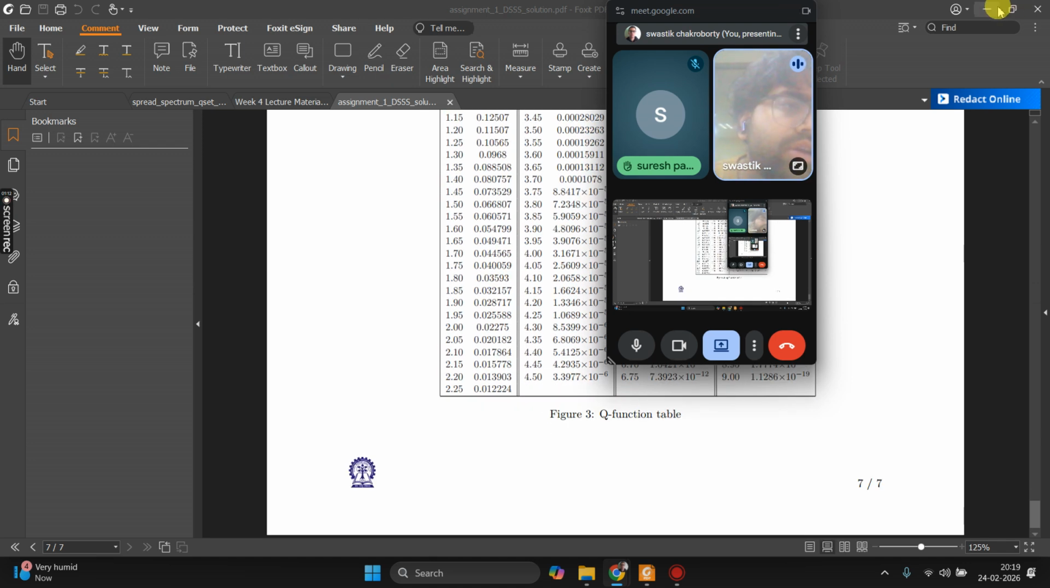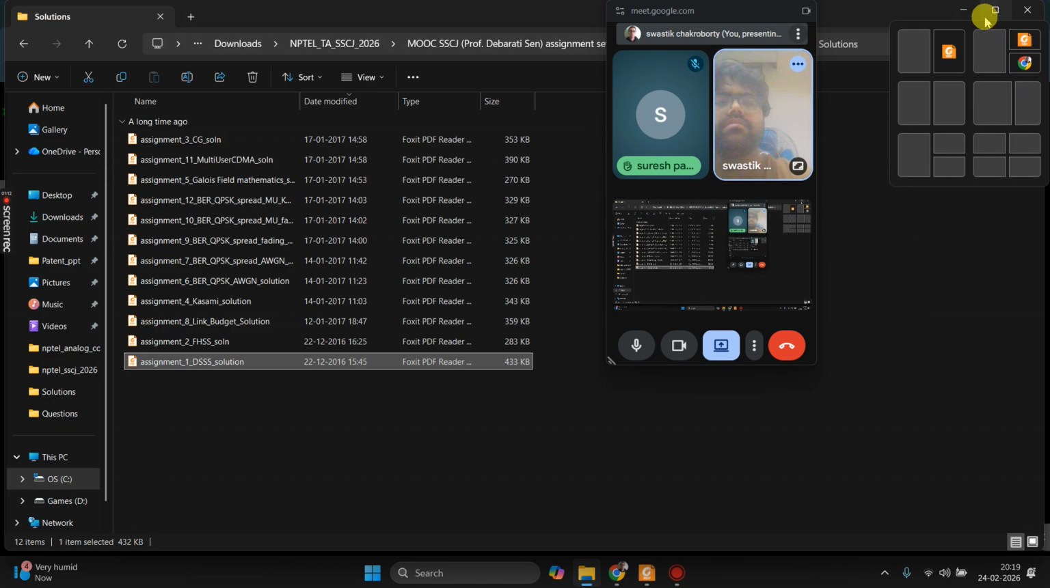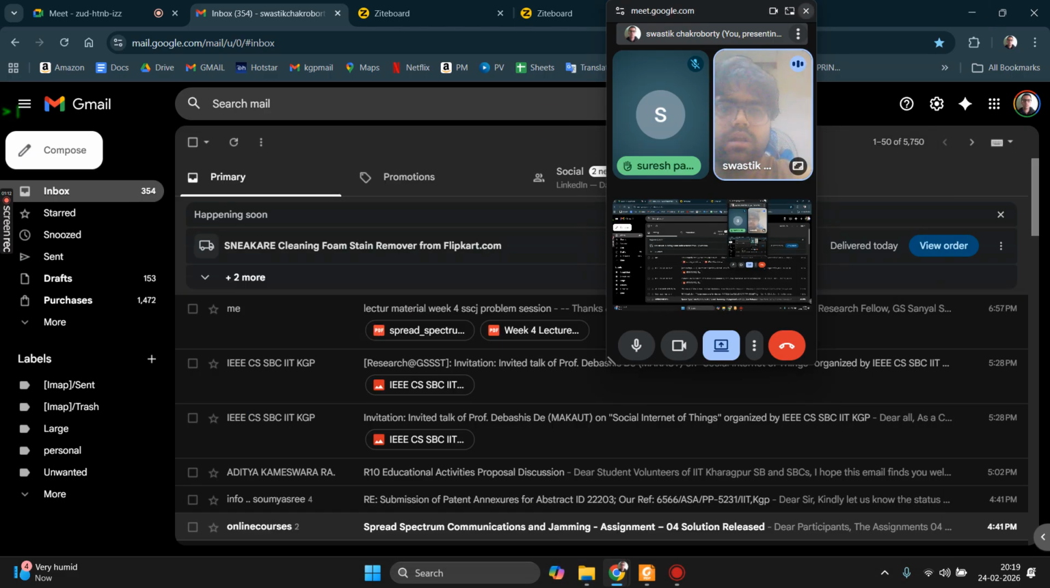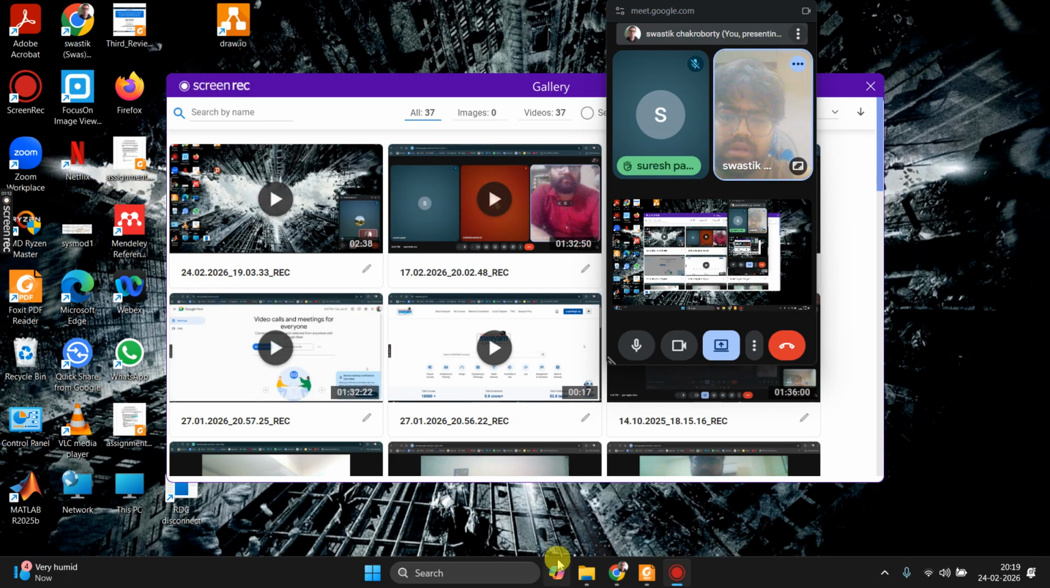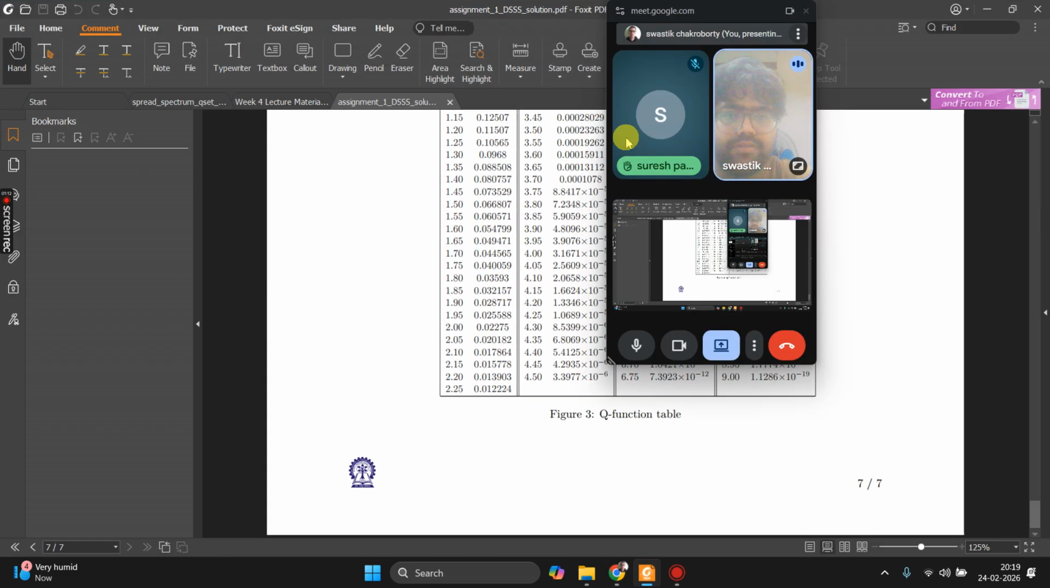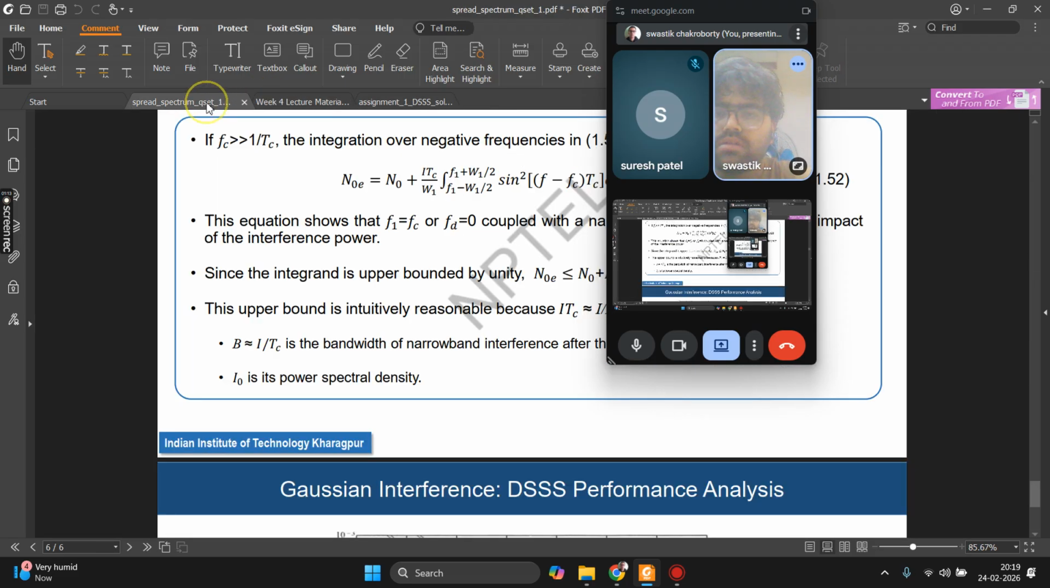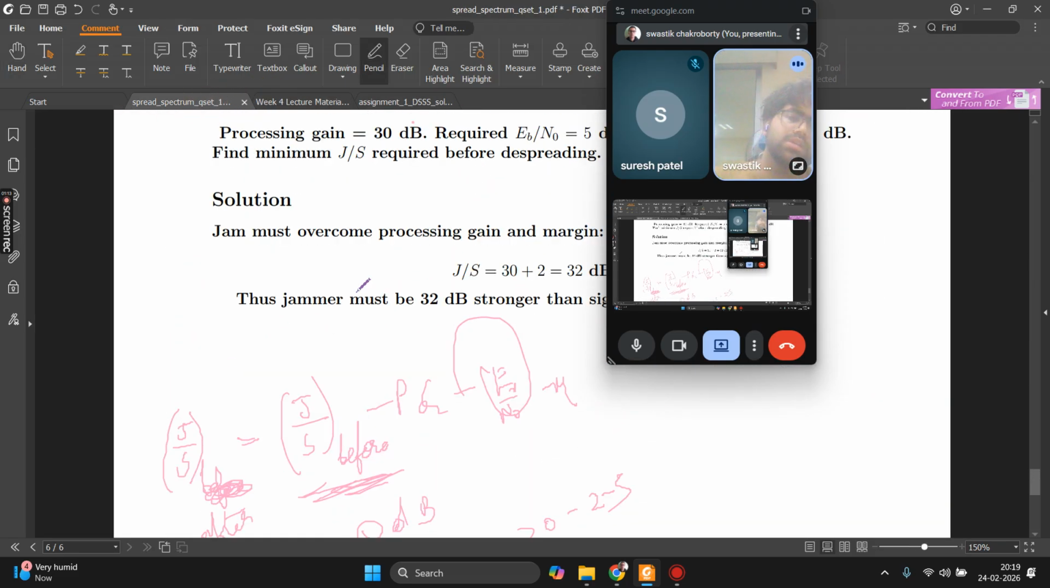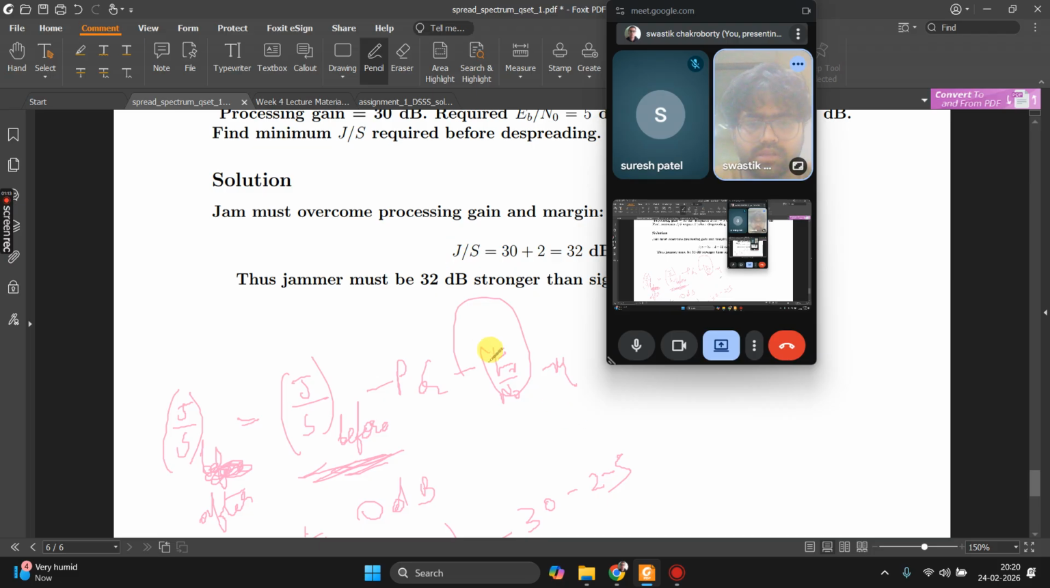Yeah, it does not need to overcome the Eb/N0. Basically, it just needs to overcome the processing gain and the margin. By definition, it just needs to overcome the processing gain and the margin. So it is 30 plus 2, 32 dB, not 37 dB. This one will not be there.